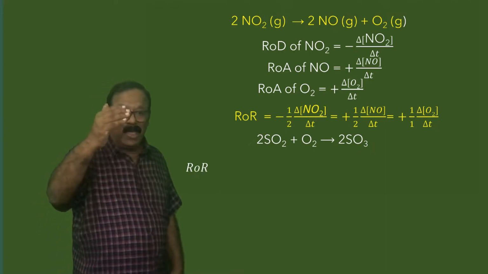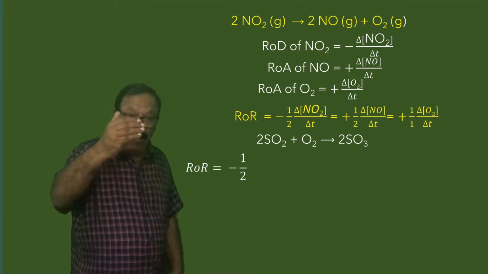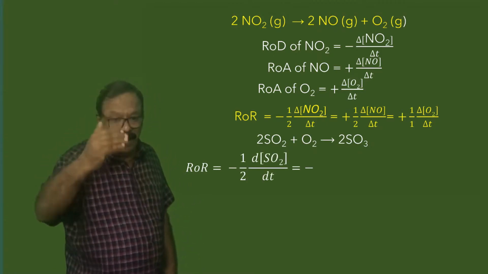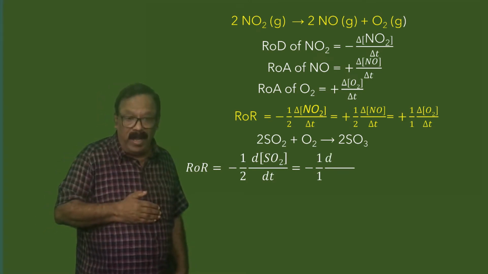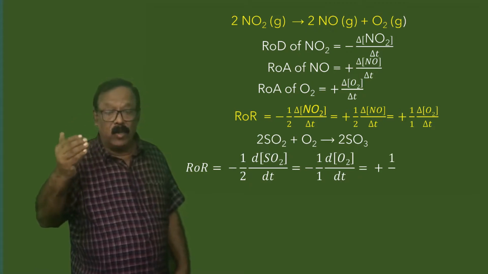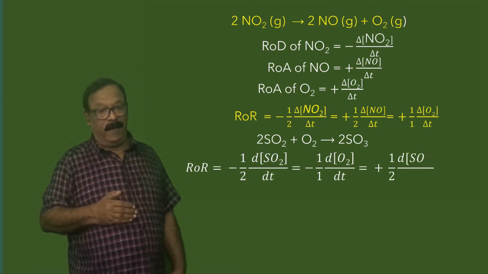It will be minus 1 by 2 d of SO2 by dt equal to minus 1 by 1 d of O2 by dt equal to plus 1 by 2 d of SO3 by dt.